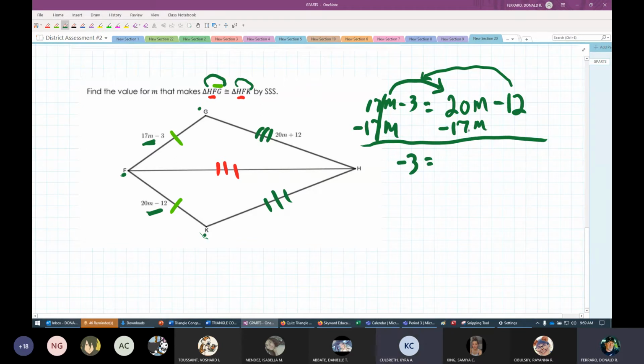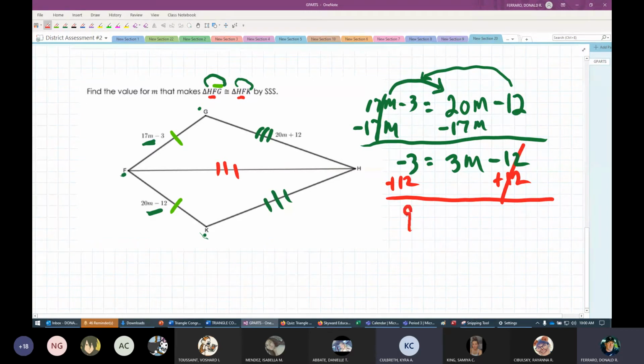And then I've got 20M minus 17M, so what's that? 3M. Minus 12. Now I need to move my minus 12 over to the left side. How do I do that? You would plus 12 under the negative 3. Yep, so that cancels out. Now I've got 12 minus 3, which is going to be 9. Equals 3M. M comes down. Boom. And what's my next step? Divide.